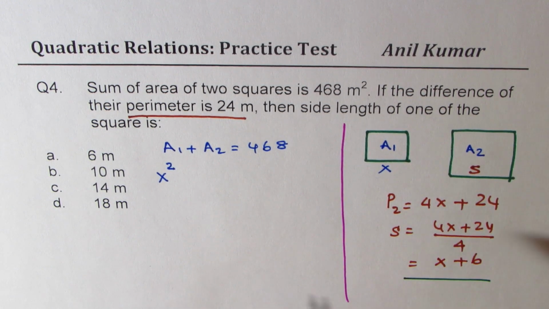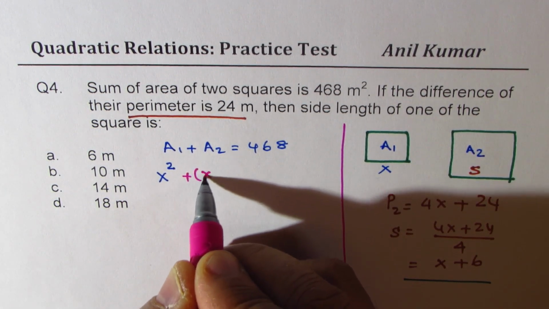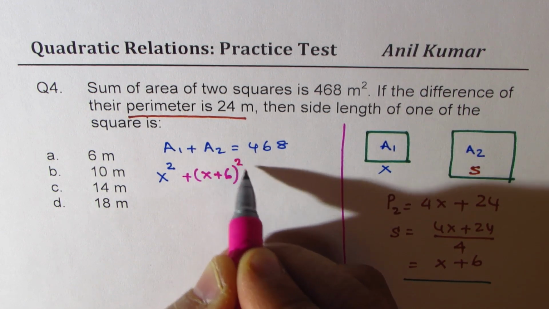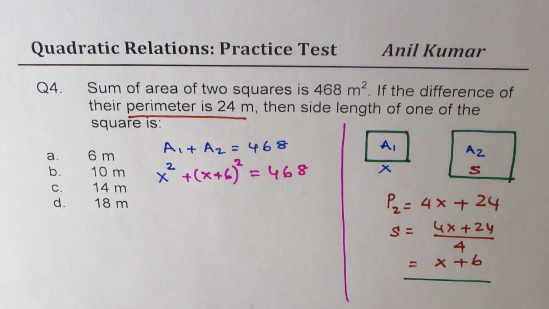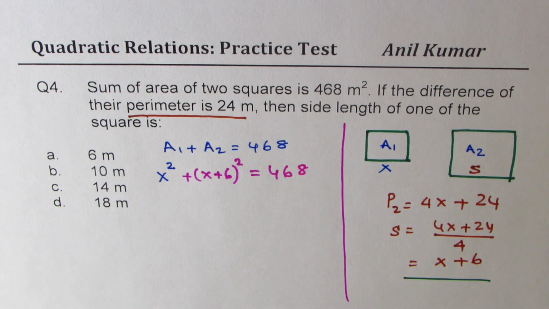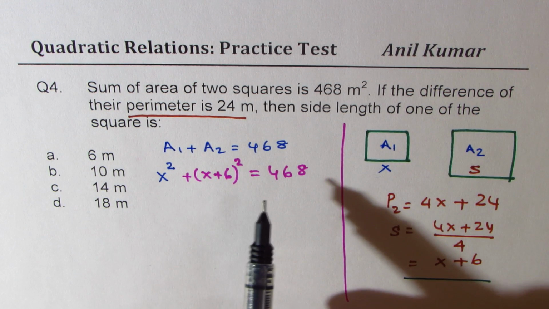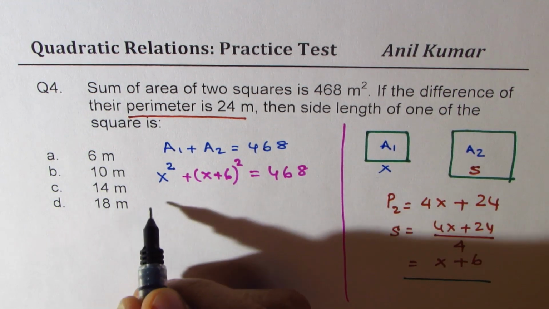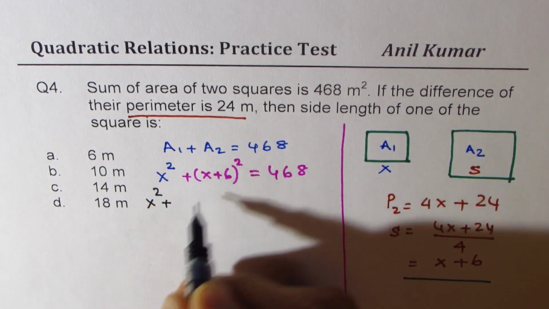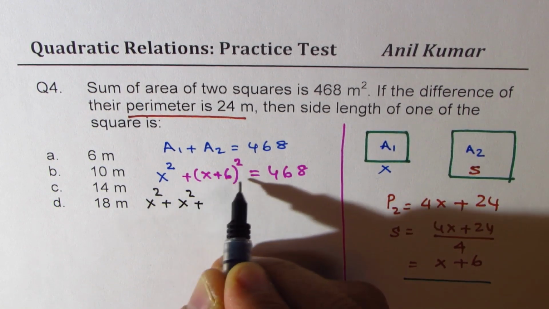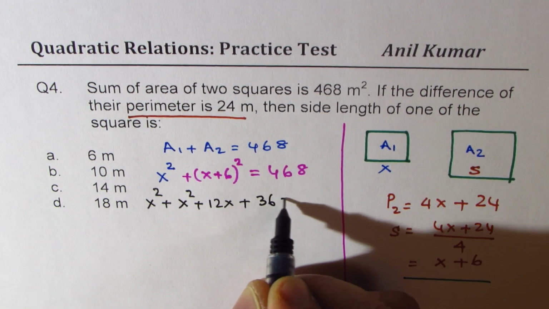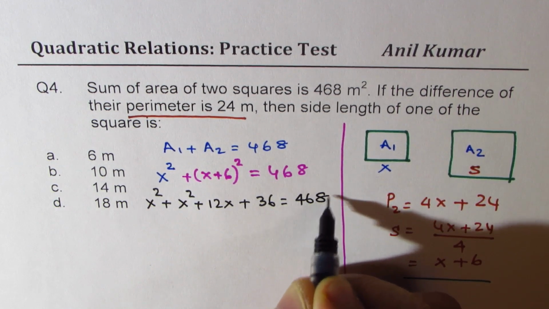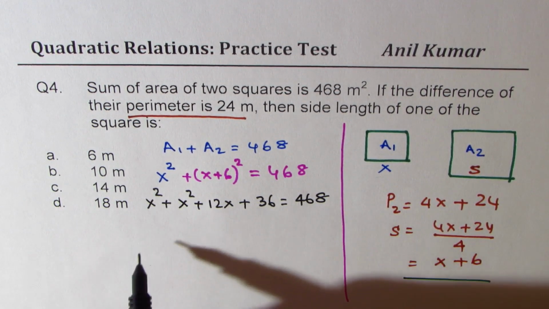So the area will be x plus 6 whole squared, and the equation becomes x squared plus (x plus 6) squared equals 468. Do you get the idea? So that is how you actually get your equation. And now you have to solve it to find x. So we get x squared plus, expanding this, x squared plus 2ab, which is 12x, plus 6 squared, which is 36, equals 468. Bring all the terms together.